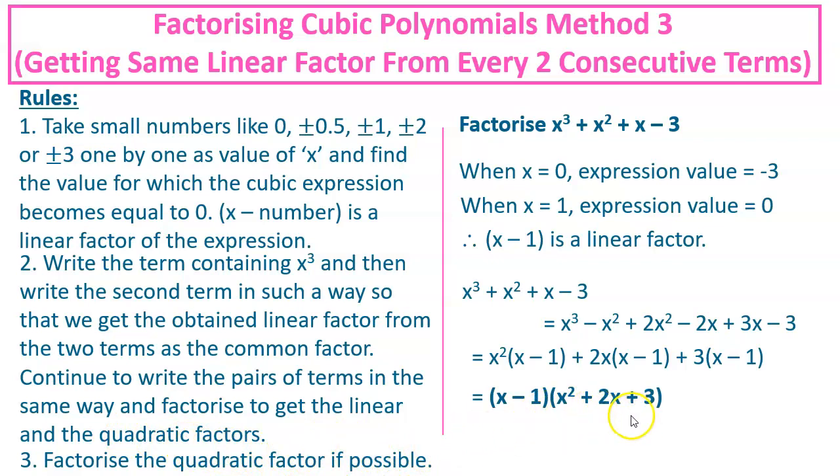And now in this case, you will be seeing that you cannot factorize this quadratic expression. So our factorized form of this cubic expression, x to the power of 3 plus x to the power of 2 plus x minus 3, is equal to x minus 1 times x squared plus 2x plus 3. This is our final answer, because this part cannot be factorized any further.